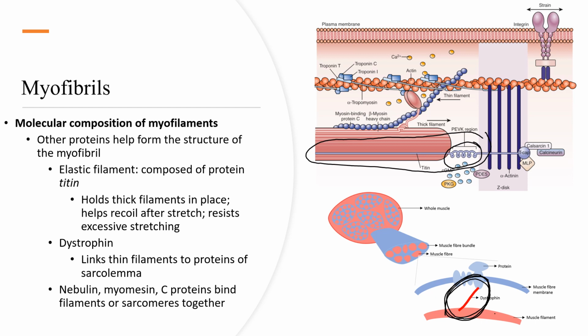And then we have nebulin, myomesin, C proteins. Those are all going to help bind filaments of sarcomeres together. So you can see some of them, protein C there. I'm not sure if I could see any of the myomesin, but those are going to be in that M line area. Okay, so again, these are going to maintain that alignment of the sarcomere. This is why when you look at our histology of skeletal muscles, you see those dark and light bands because everything is aligned in the way it's supposed to be.